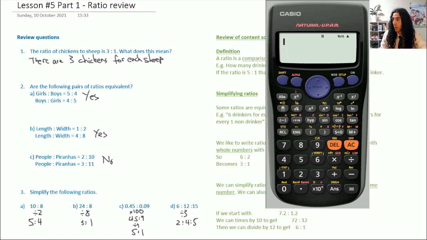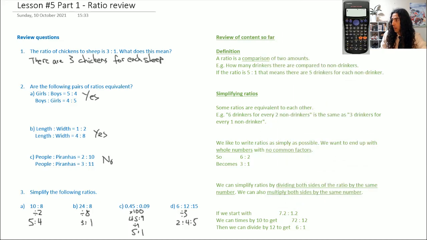Now, that review stuff on the right, really good review stuff. It's a better explanation than what I gave in previous lessons. So just real quick, a ratio is a comparison of two amounts. It's a comparison. And you've got an example there, drinkers and non-drinkers. Simplifying ratios: some ratios are equivalent to each other. 6 drinkers for each non-drinker is the same as 3 drinkers for each one.